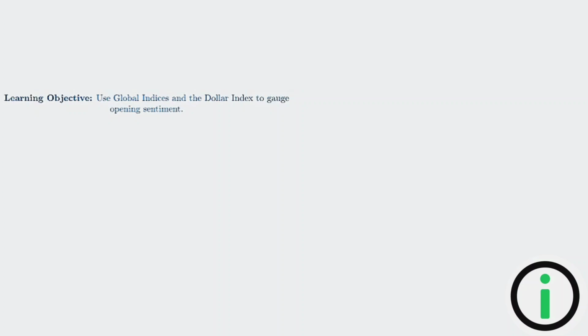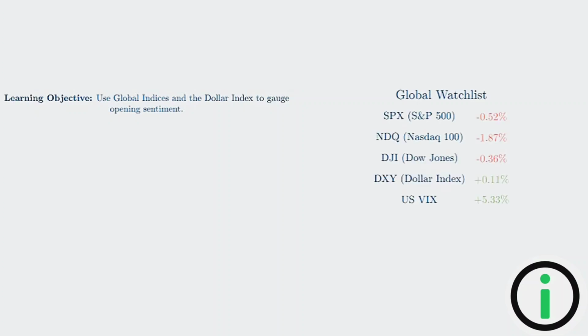While we focus on the Indian market, we cannot ignore the global backdrop. The overnight U.S. session often sets the tone for our morning opening. Looking at the most recent data, the U.S. markets closed weak. The Nasdaq 100 was the hardest hit, down nearly 1.87%, signaling significant weakness in the technology and growth sectors.